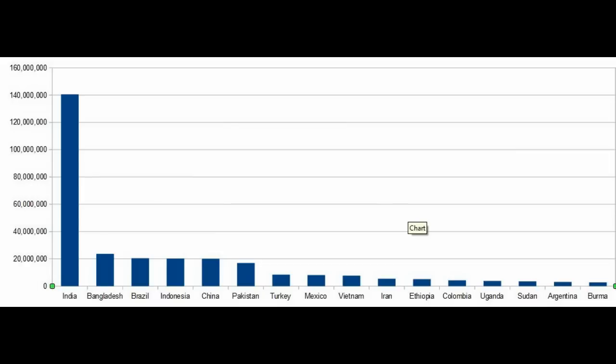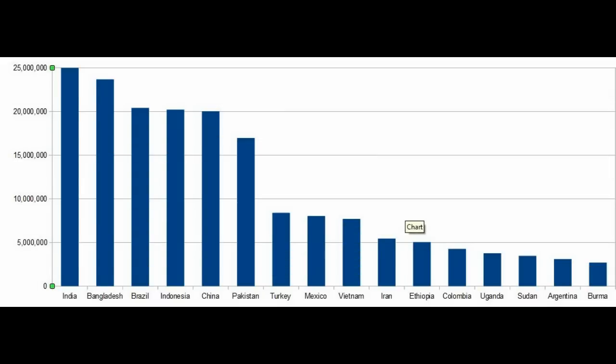Okay, so I rescaled the y-axis, so India is off the chart, and you can see the new high is 25 million, so it gives you better visualization. So India, Bangladesh, Brazil, Indonesia, China, Pakistan, Turkey, Mexico, Vietnam, Iran, Ethiopia, Colombia, Uganda, Sudan, Argentina, and Burma. No European countries there, mostly Asian, a couple South American, a couple African.